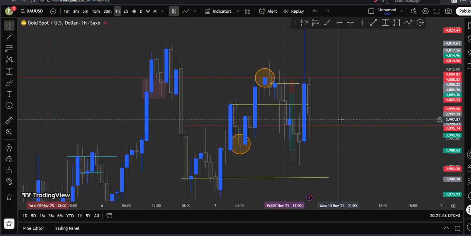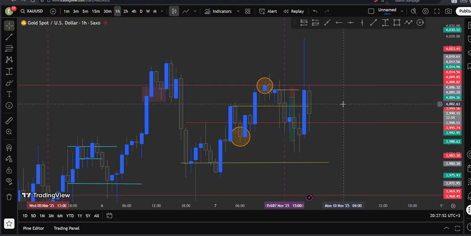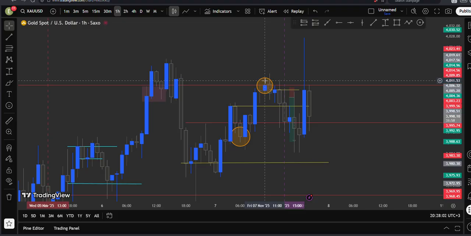Firstly, I use higher time frames to give me a bias and to judge my entries. I don't use smaller time frames for that. I use smaller time frames to make entries.